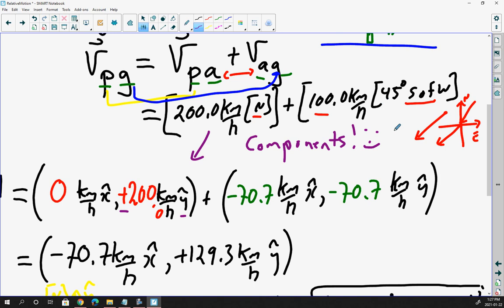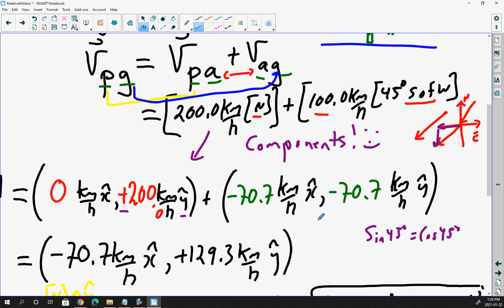45 degrees. I hope you know that at 45 degrees, sine of 45 equals cos of 45. So each component should be the same. So if you sine 45 or cos 45, you get the same number. You multiply it by 100 to find the component. You're going to get a value of negative 70.7 kilometers per hour x hat, right there, negative component, negative 70.7 kilometers per hour y hat. They're both negative. It's going southwest.